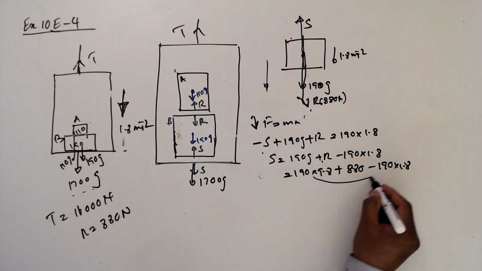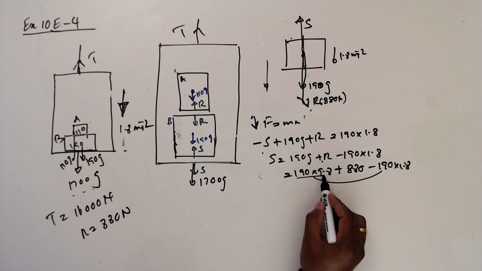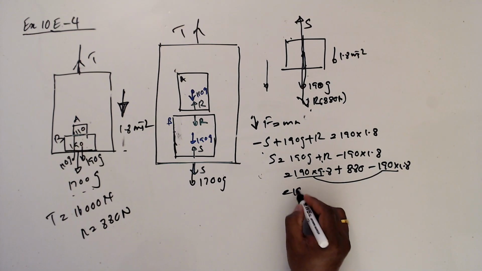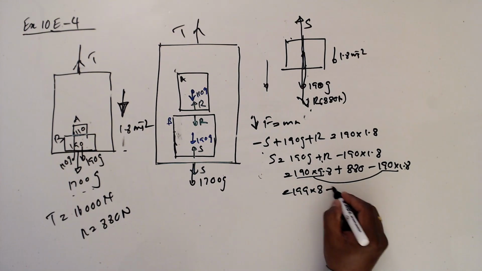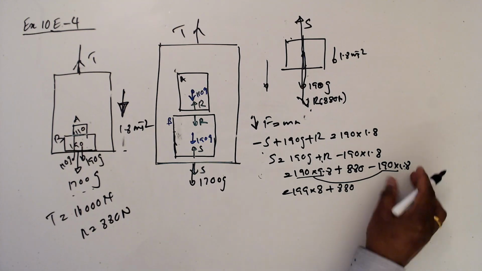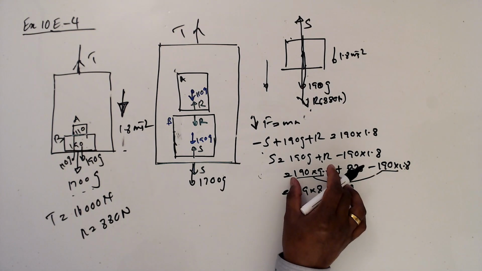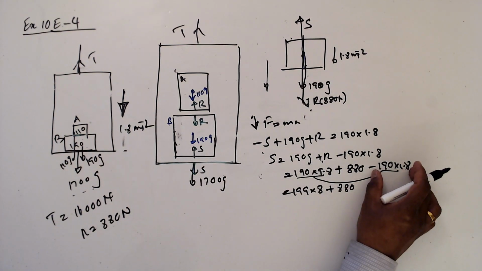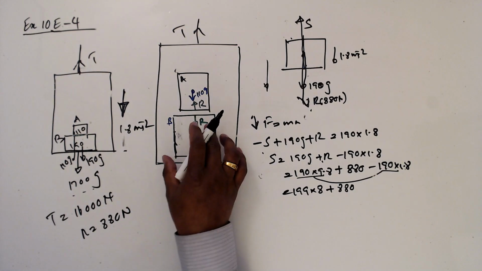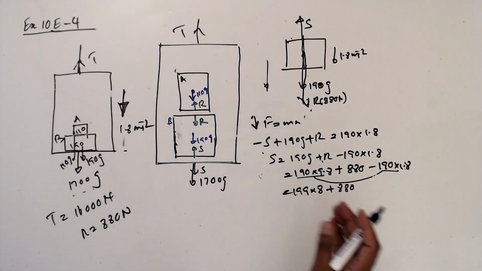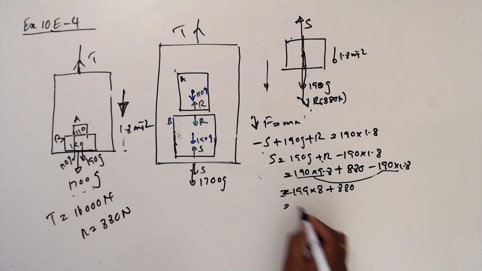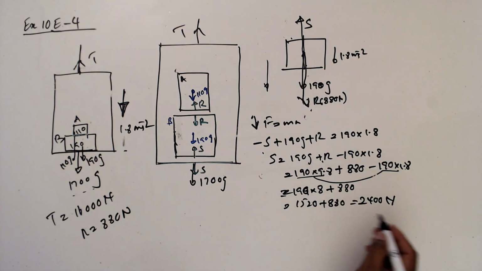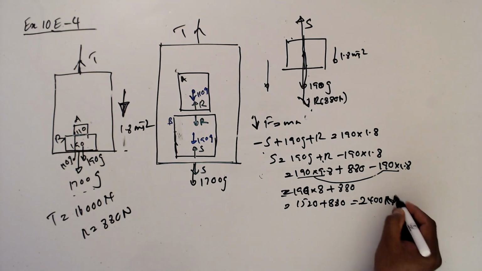When you consider these two, you can see on this one also 190 times (9.8 minus 1.8), which is 8, plus 880. This much amount is the weight of this particle B, but the weight it will feel when it is coming down is just much less. So that is 2400 Newton.